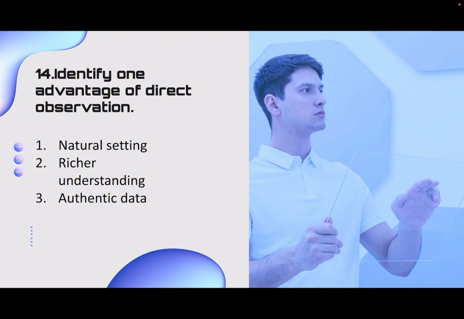Let's break this down. First, we have natural setting. Direct observation lets us see things as they actually happen in the real world, not in a controlled environment like a lab. Secondly, richer understanding. By watching firsthand, we can pick up on details, nuances, and contextual factors that might be missed through other research methods. And lastly, authentic data. We're seeing genuine behaviors and processes, not relying on someone's recollection or interpretation of events.